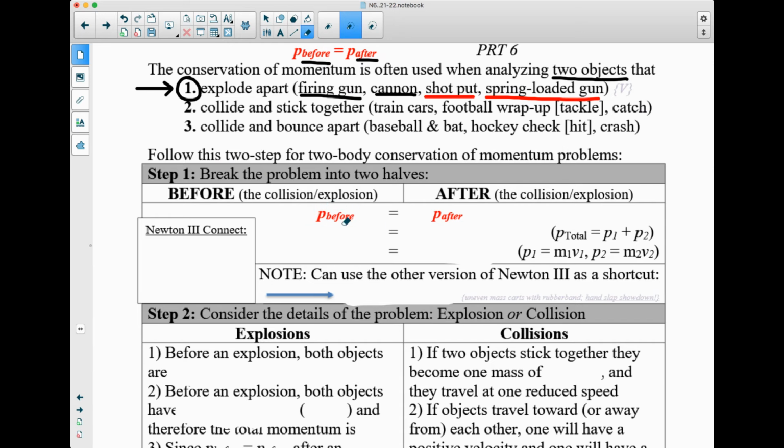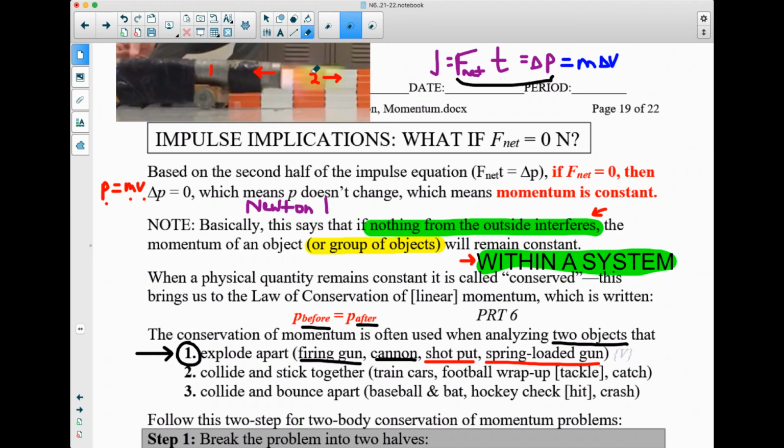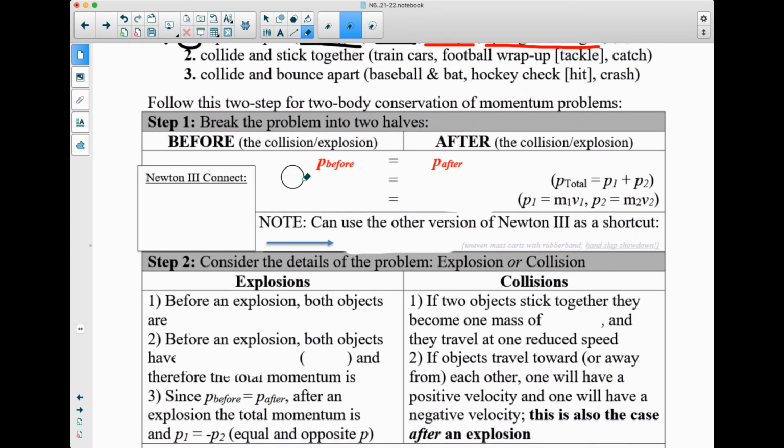Now, this is a key step. Before the explosion, there are two objects, the cannon and the ball. And so I will come over here and say, well, before the explosion, the momentum of object 1 plus the momentum of object 2 will actually be equivalent to the total momentum before. That's this comment over here. So you have to recognize P before is for a system now. This is total. Put a little word over here, system.